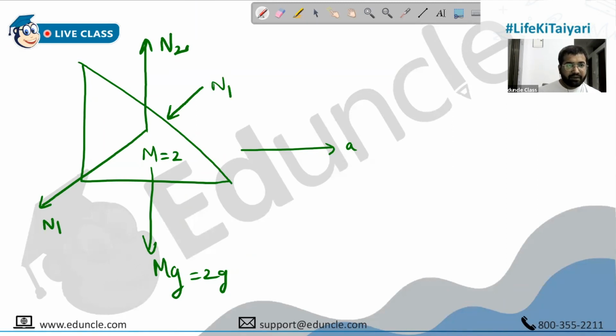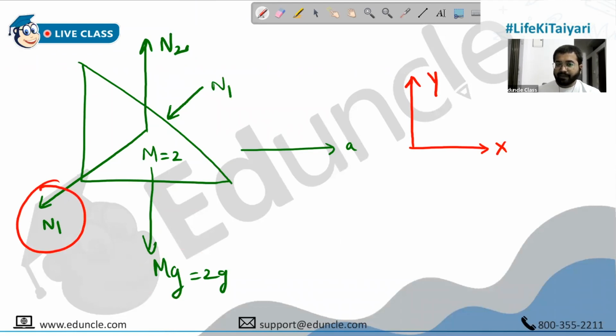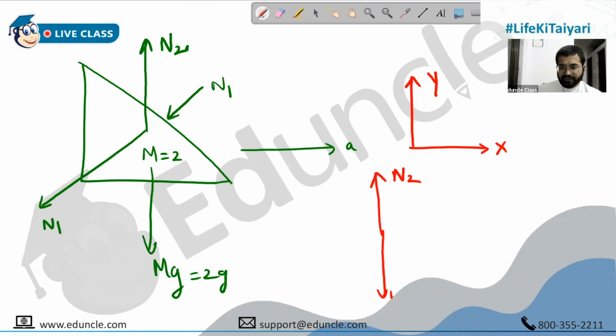Okay. Now we will choose this as the x-axis because this is the acceleration direction, and this is the y-axis this time. So you don't have to resolve N2. You don't have to resolve mg. But yes, we have to resolve N1 in 2 components. So let's do that. I've got N2. I have got mg. And now let's resolve N1. So N1 is here. Let's resolve N1 in 2 components.